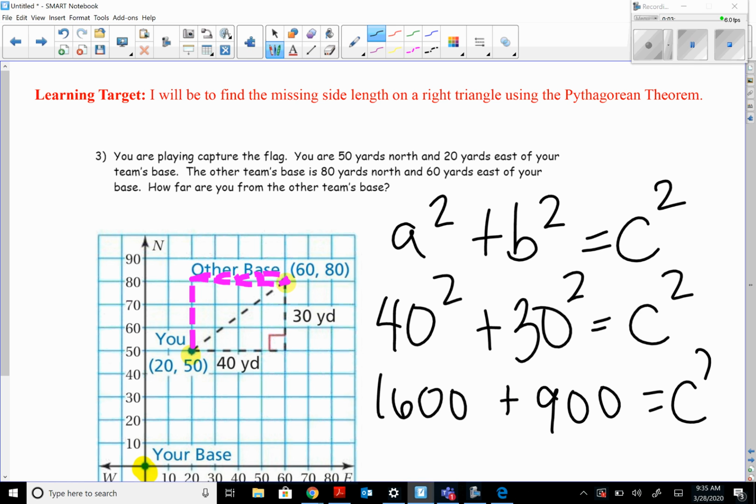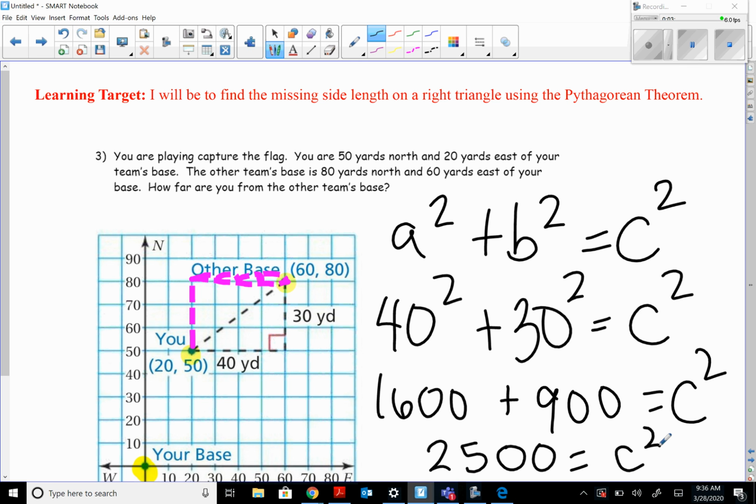We don't know C squared. I'm going to go ahead and add the 1600 and the 900, which is 2500, which is equal to C squared. And again, using inverse operations, I'm going to take the square root of both sides of the equation, which means I'm taking the square root of 2500.